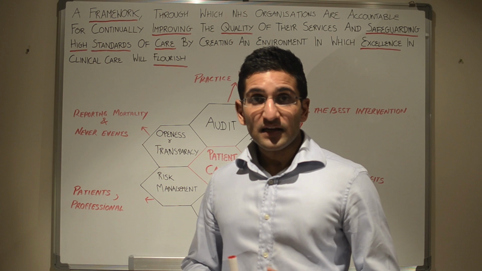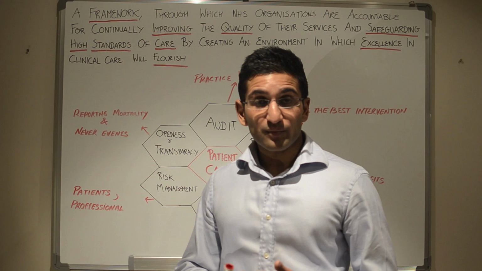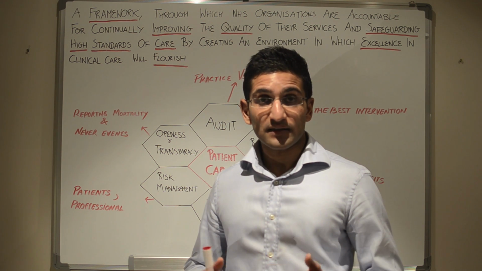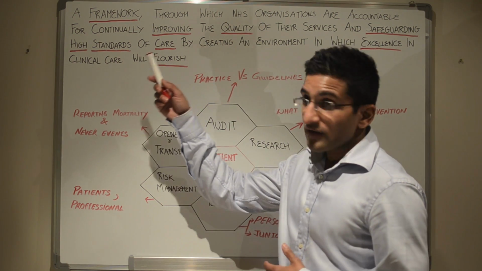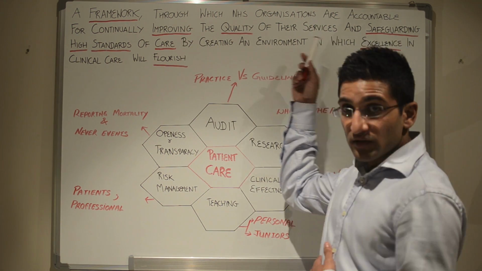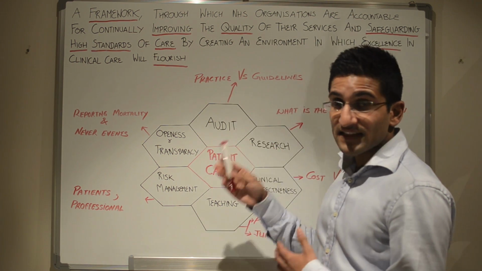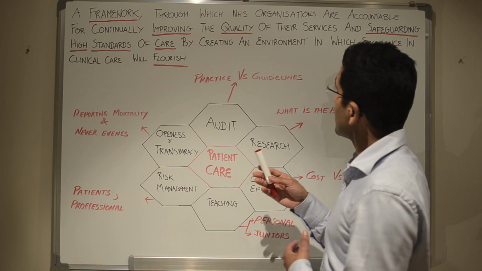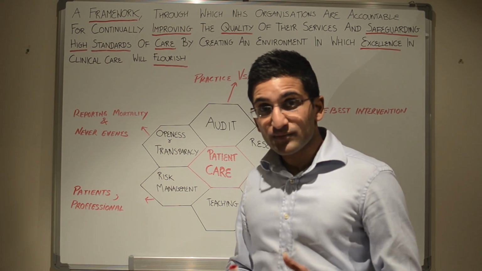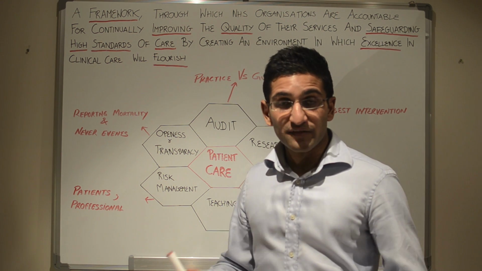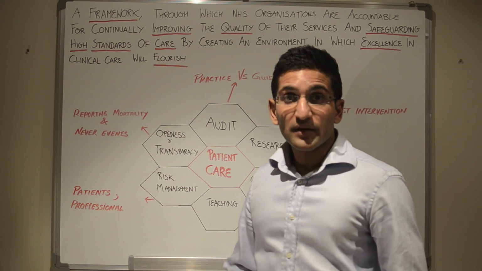And in order to do this, I'm going to present you with the commonly used definition and then break down the definition before exploring the components in greater detail. Now, the most commonly cited definition is a framework through which NHS organisations are accountable for continually improving the quality of their services and safeguarding high standards of care by creating an environment in which excellence in clinical care will flourish. Now, to the uninitiated, this probably sounds like a very fluffy definition that doesn't mean very much. But by focusing on the key phrases highlighted in red, hopefully it will become a bit clearer.